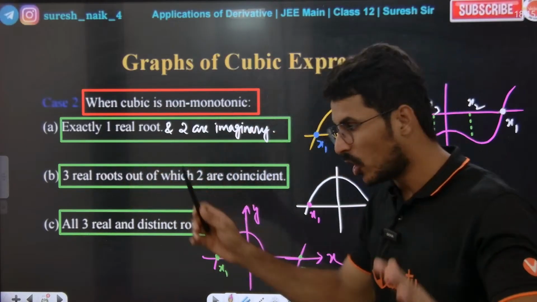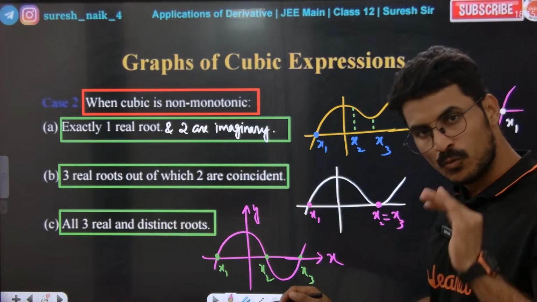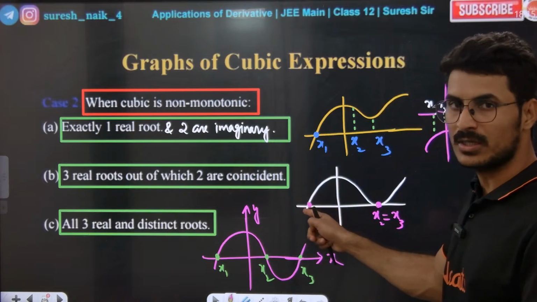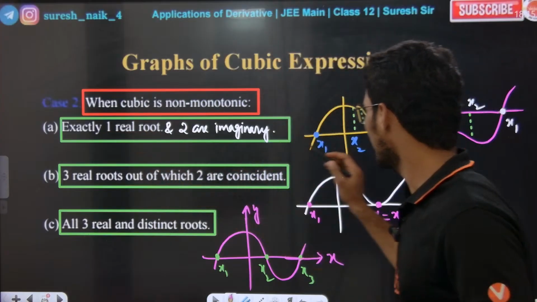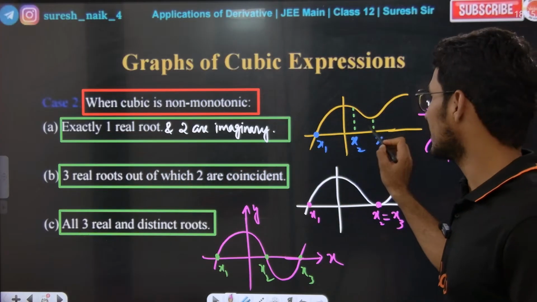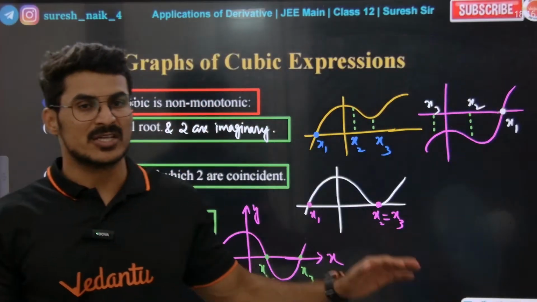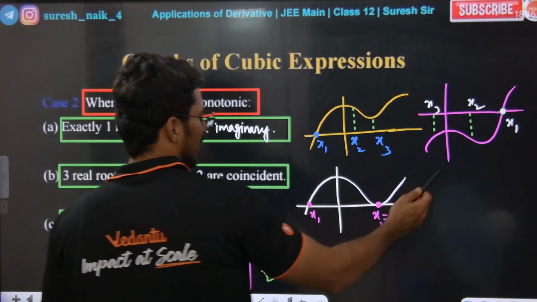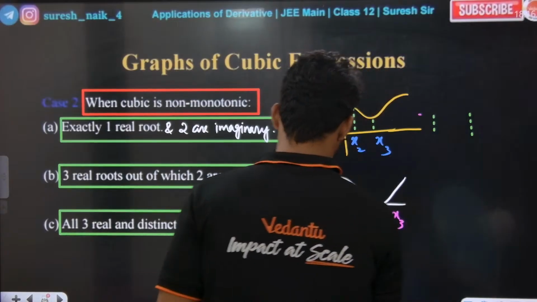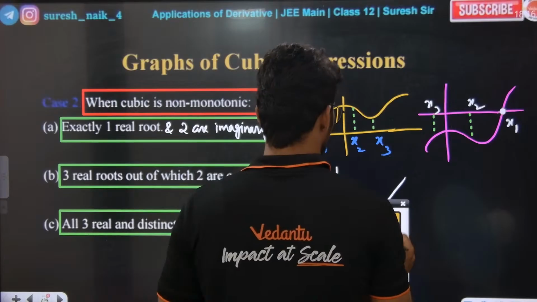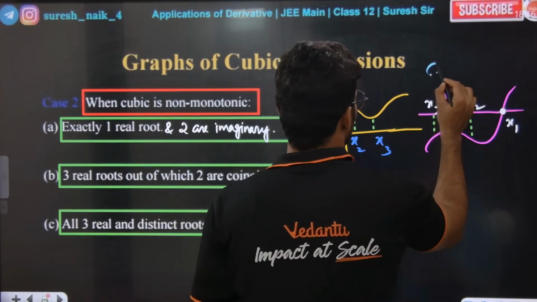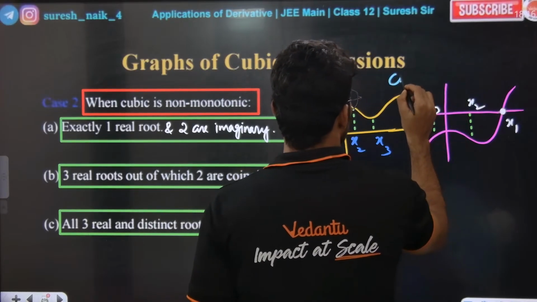Here all three roots are real, but one real root is different and two real roots are equal. Here there is only one real root, but two roots are imaginary. So these are the possibilities, but I'll tell you the conditions now. Look, I'll just give the condition here. What is the condition for this?